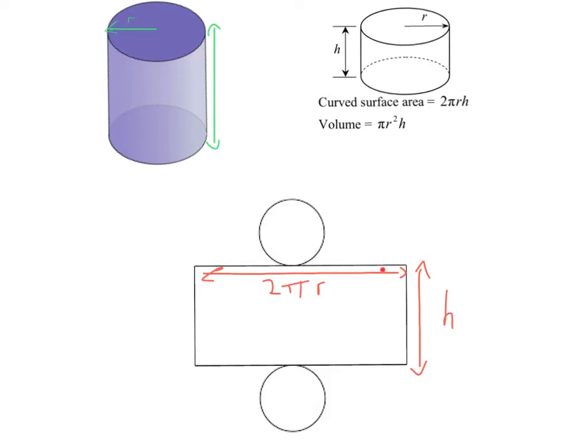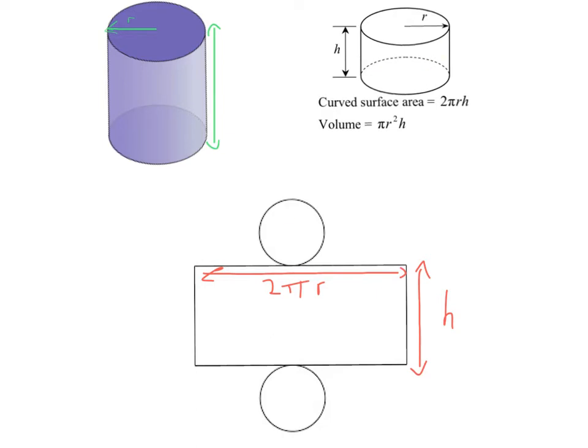And we say that the width of this is equal to the circumference of the circle because this surface or this edge here should wrap exactly around that circle there. So when we talk about the curved surface area, really what we mean is just this outside curved section.